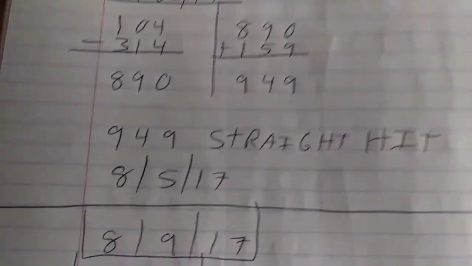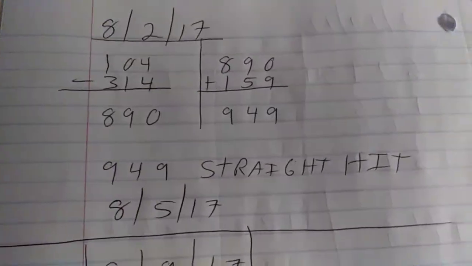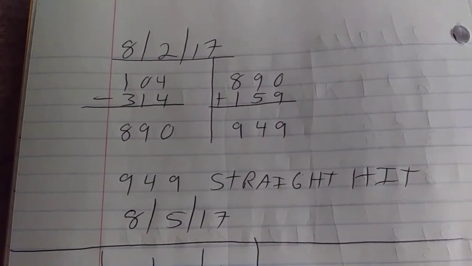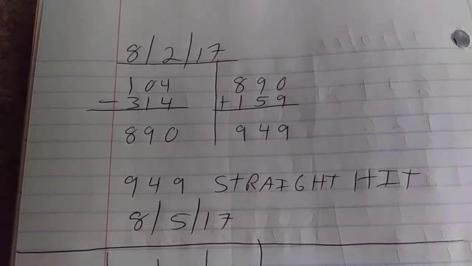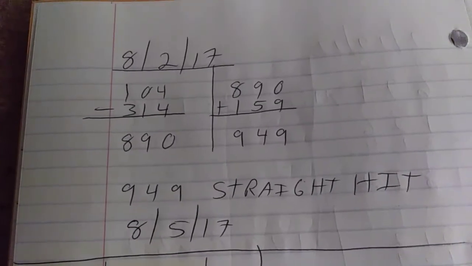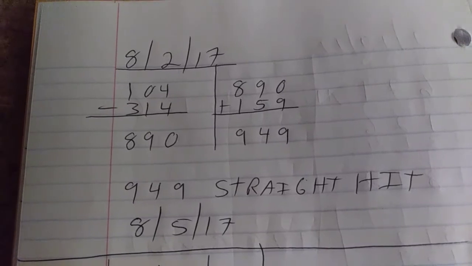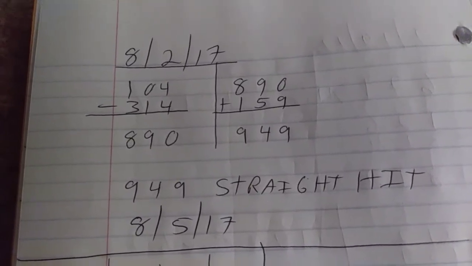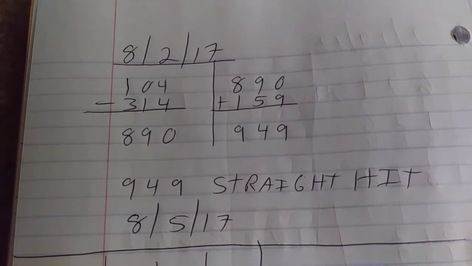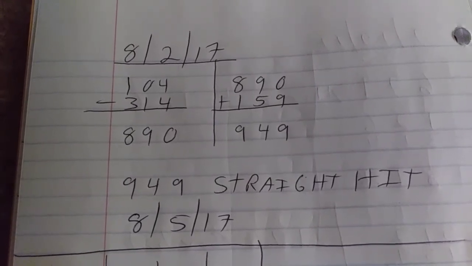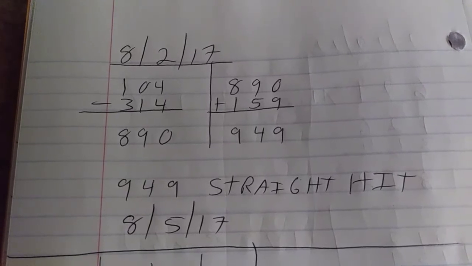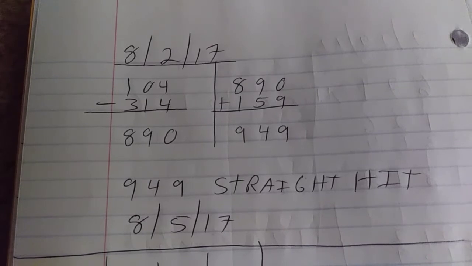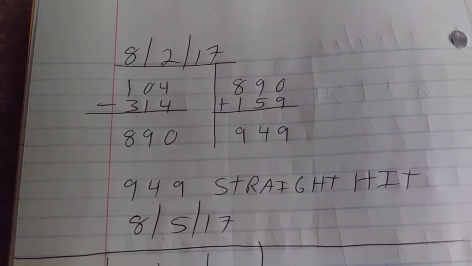Okay, so August 2nd, you had 104 hit, so minus 314, that's 890, so 4 minus 4 is 0, 10 minus 1 is 9, and then 11 minus 3 is 8, so 890. You take 890 plus 159, so 9 plus 0 is 9. 9 plus 5 is 14, so keep the 4, and then 8 plus 1 is 9, so 949.